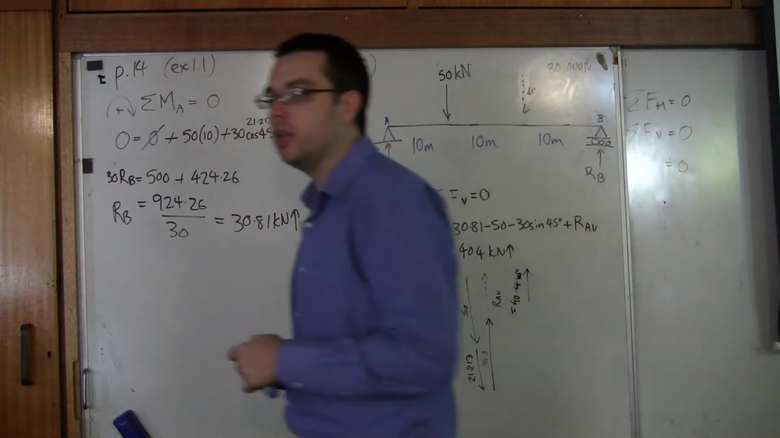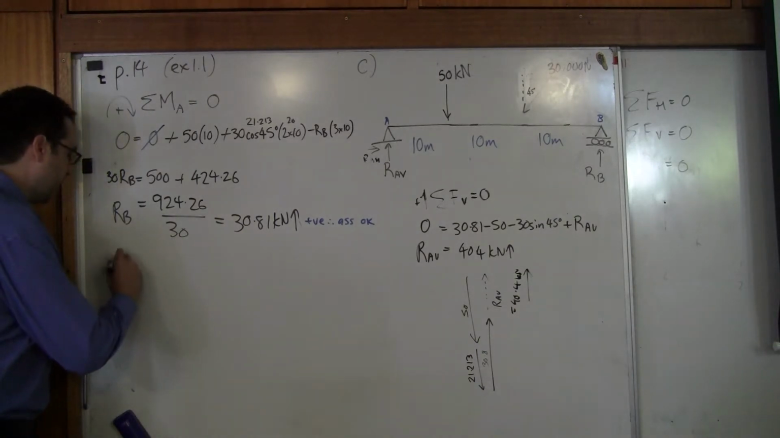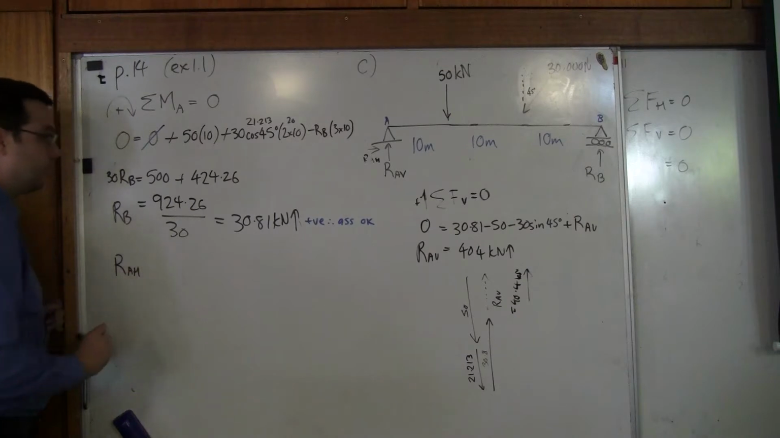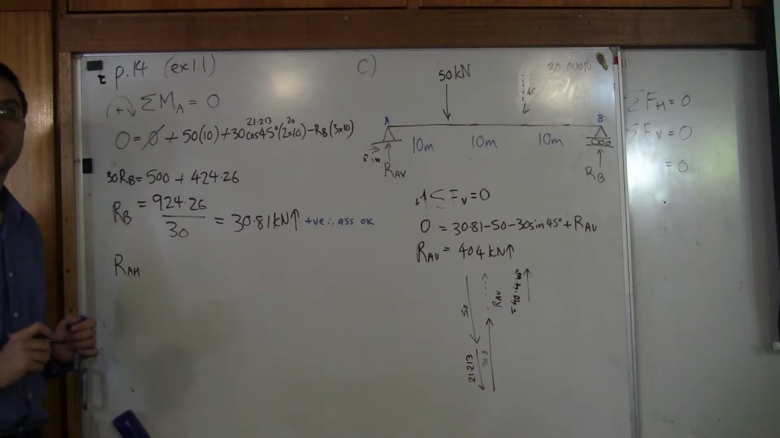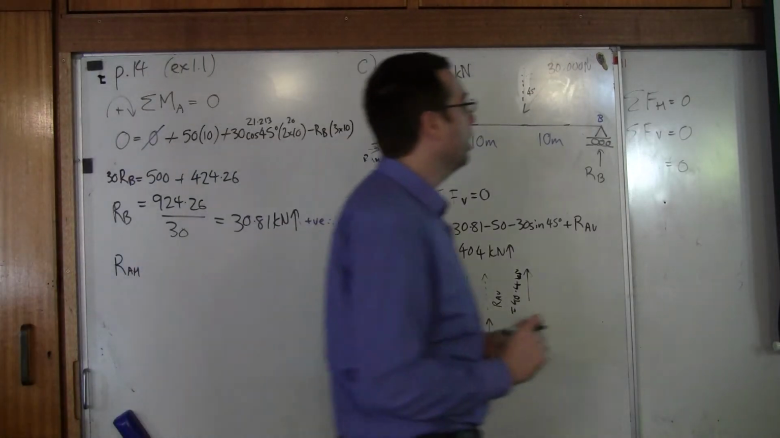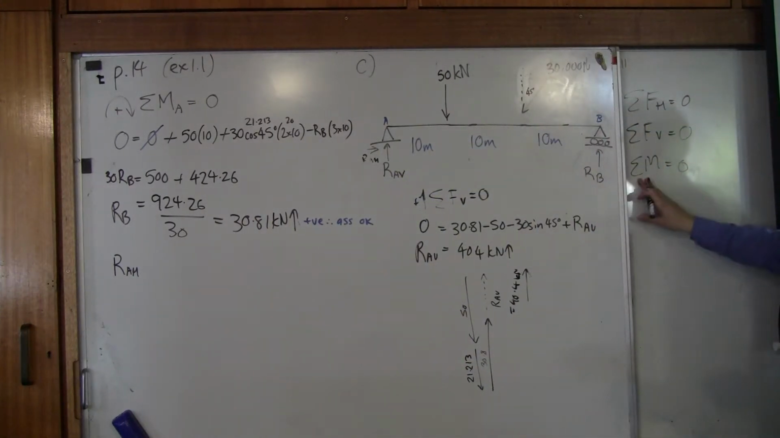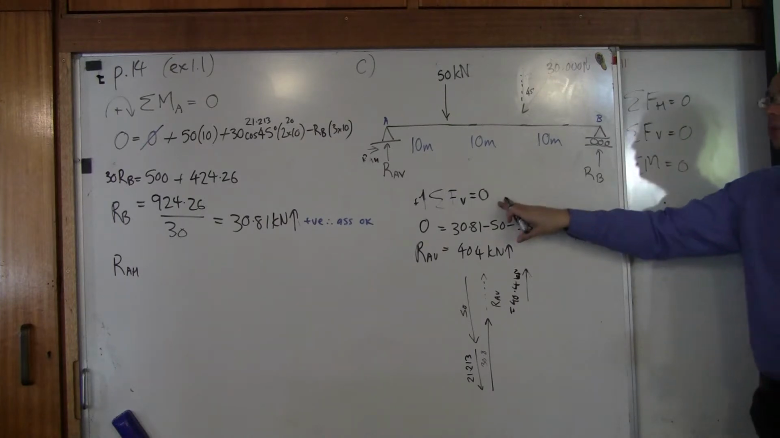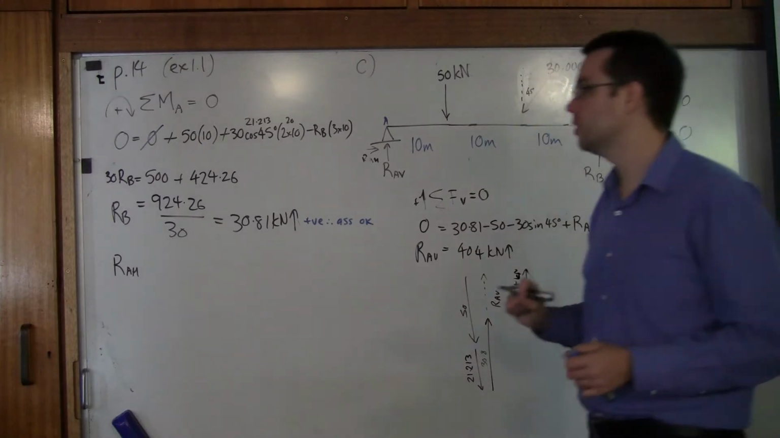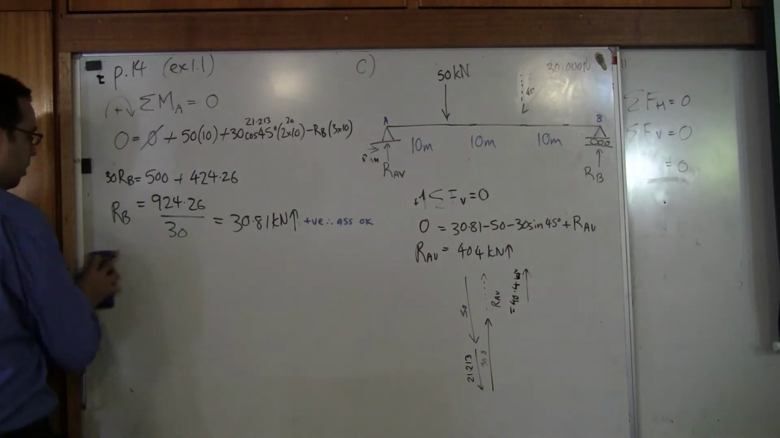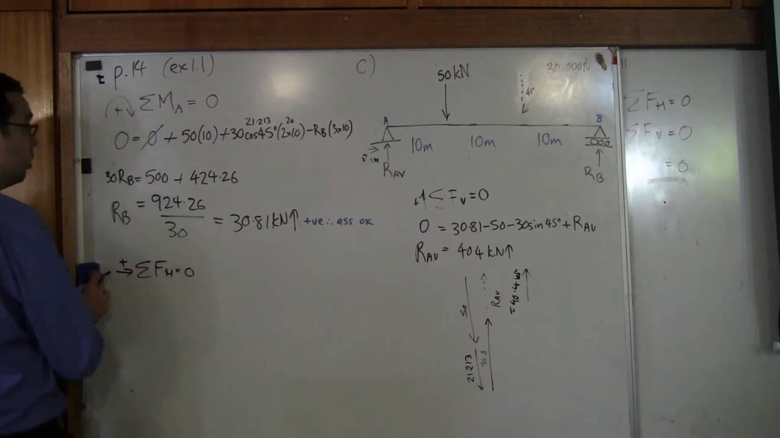Okay, now what we do have to figure out as well is RAH. How are we going to find RAH? We have three formulas here, right? We have sum of the moments equals 0, sum of the forces vertically equals 0, and sum of the forces horizontally equals 0. So in this case, we write that formula up. Sigma forces horizontally equals, so the sum of the forces horizontally, setting to the right as positive.